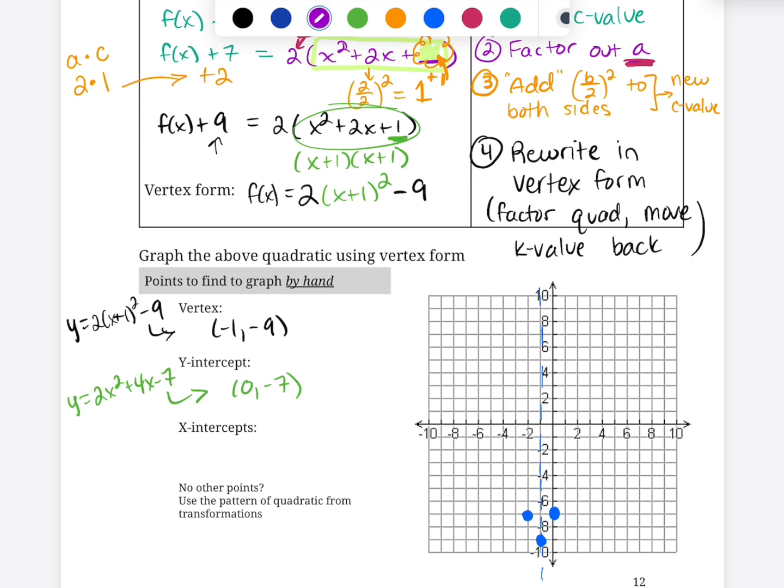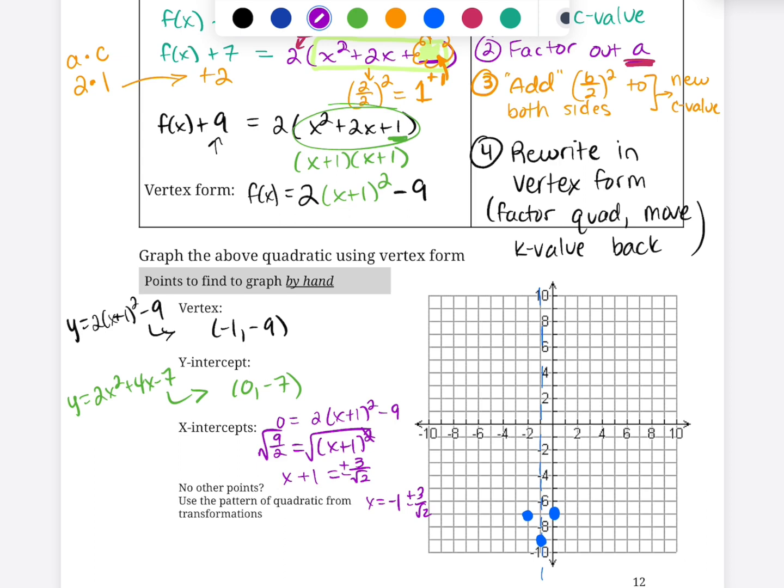Okay, now to find the x-intercepts, I could take either one of these equations and set them equal to 0. I'm going to set the vertex form equal to 0. Let's see what we get. I'm going to get 9 over 2 equals x plus 1 squared. Square root of both sides. So x plus 1 equals plus or minus 3 over the square root of 2. So it's going to be -1 plus or minus 3 over root 2.